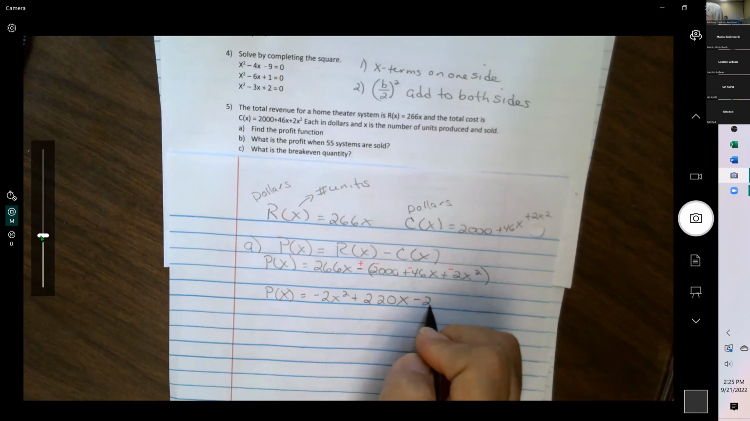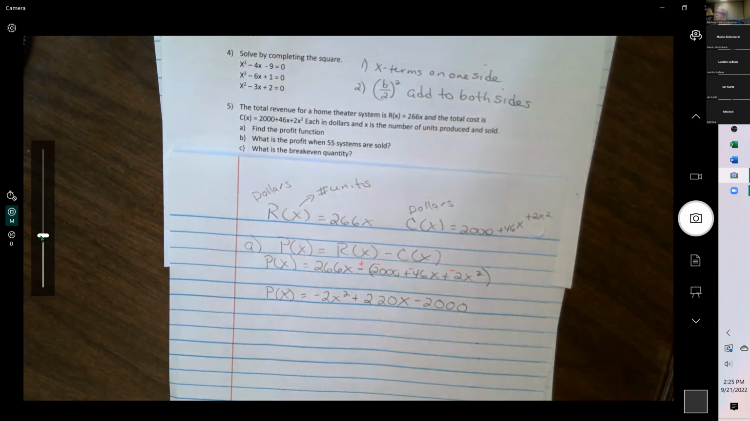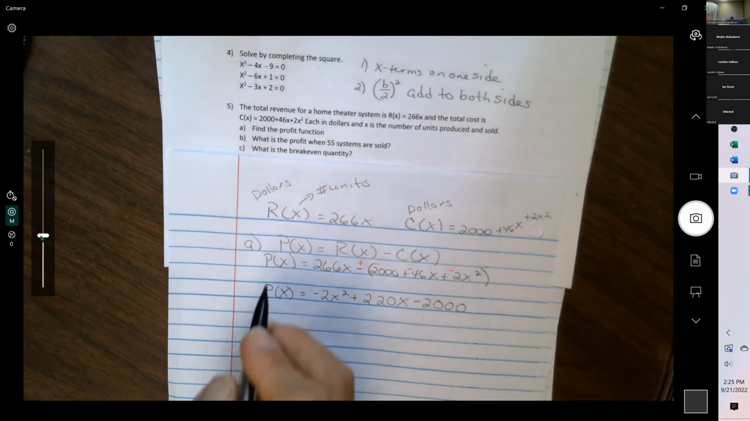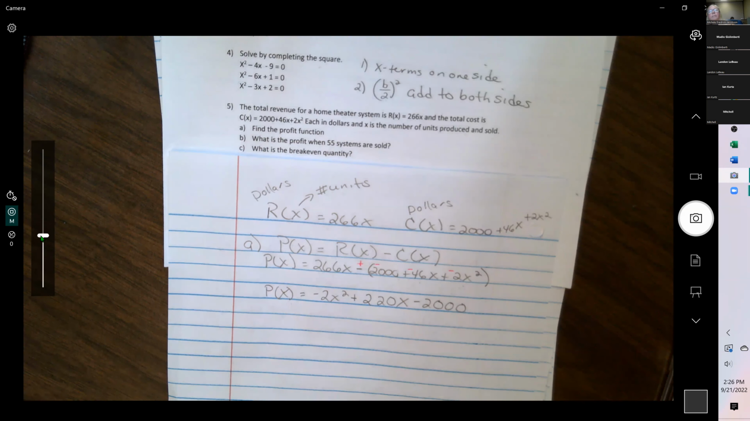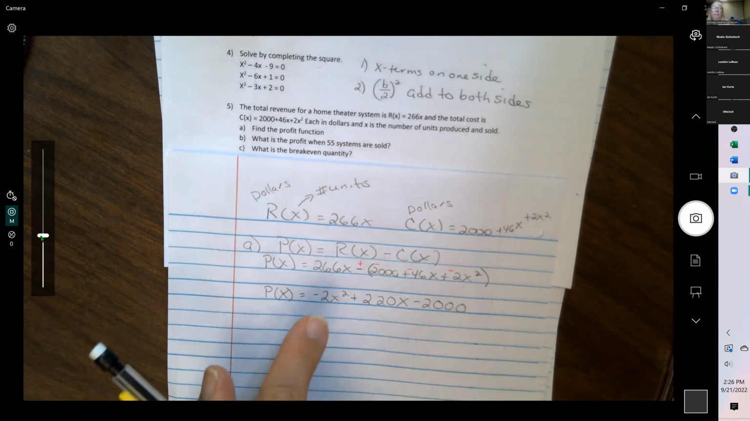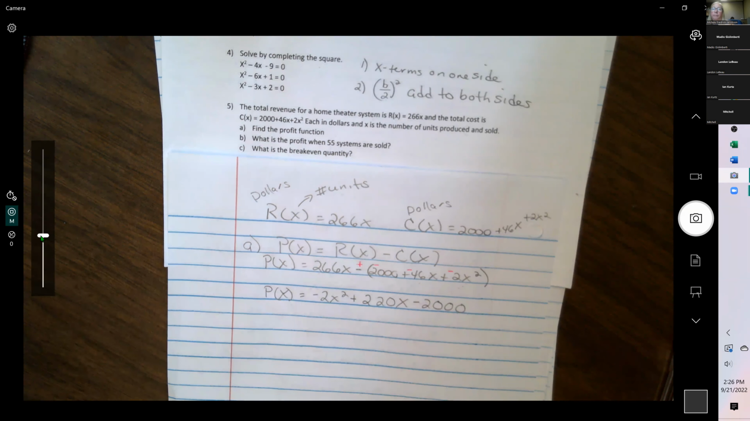Minus the 2000. So I combined like terms. Any questions on that part? So this is our profit function. Any questions on finding it? You just take your revenue minus your cost. There's definitely one on the next exam, the in-class like this.